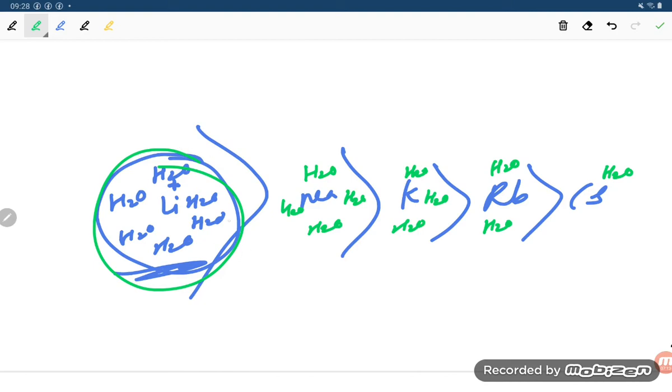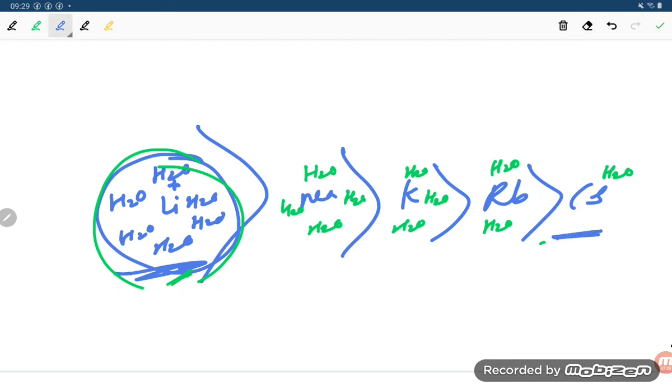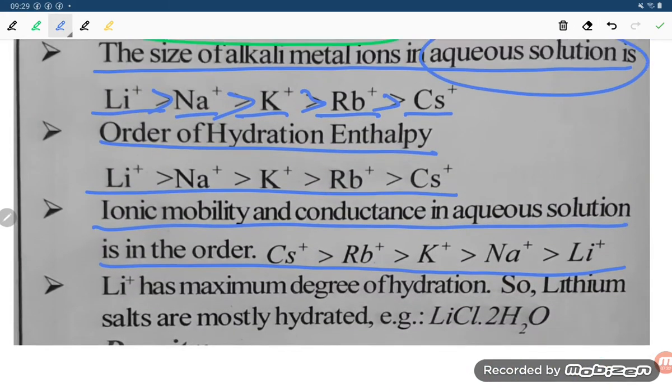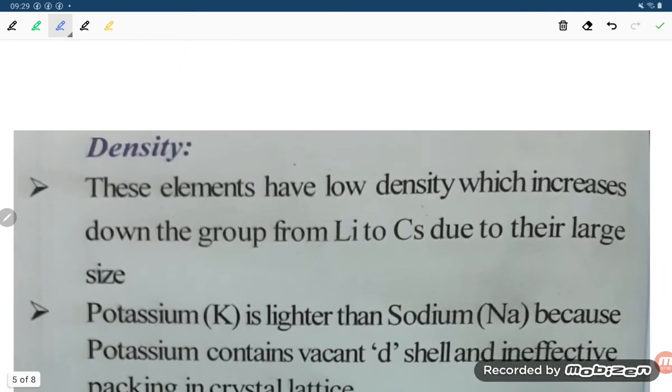So mobility is decreasing, student. Here the movement is the least, and here is the most movement. In aqueous solution, smaller size means greater movement, student. Next, Li has a maximum degree of hydration, so lithium salts are mostly hydrated. Okay, so that is what they are talking about.